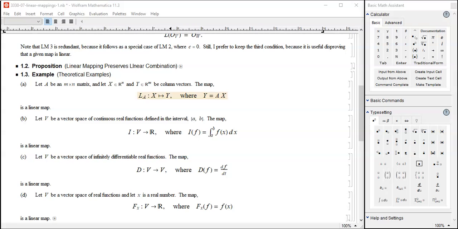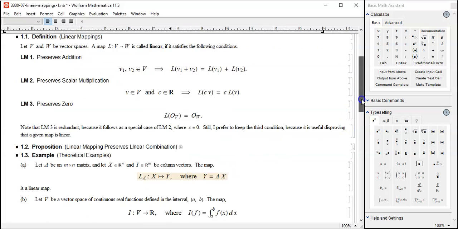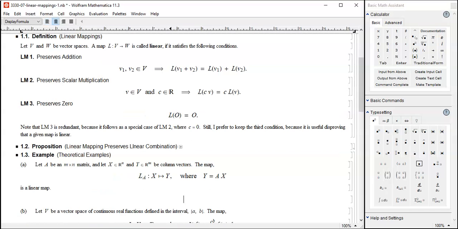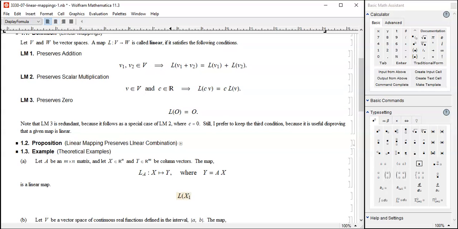What if I asked you to prove it? Can you prove it? By checking these three. Well, the last one here, the third condition, is not really necessary, so let's not worry about this one. And just concentrate upon these two. Let's see. Can you prove it? L of x1 plus x2, is this equal to L of x1 plus L of x2?